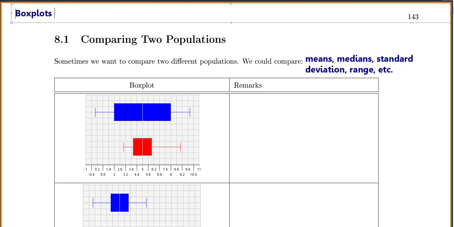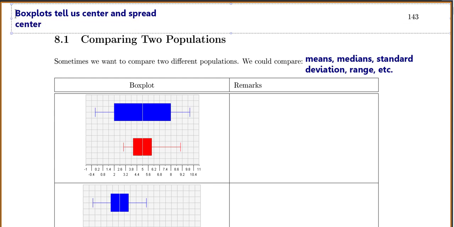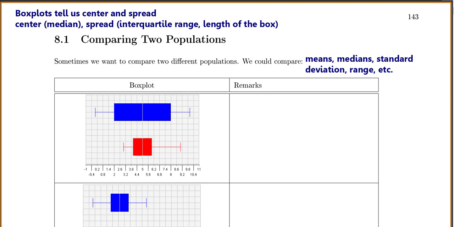So box plots tell us center and spread. We'll measure center with the median, and spread we'll measure with the interquartile range. Basically, it's the length of the box. The interquartile range is the difference between your first and third quartile, so just the length of the box. We're just doing this visually, a very rough comparison.